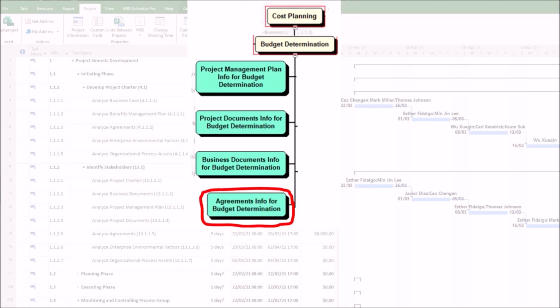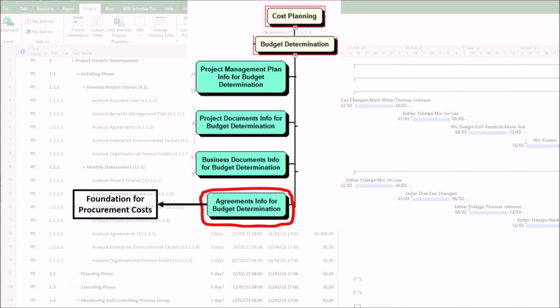How important is the input of agreements to the determine budget process? The input of agreements is highly important to the determine budget process, as they directly influence the financial planning and cost baseline of a project. Here's why.